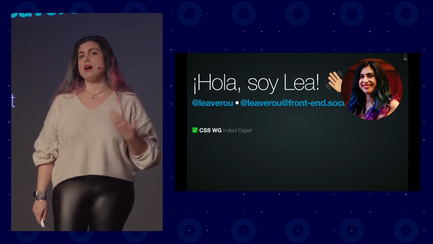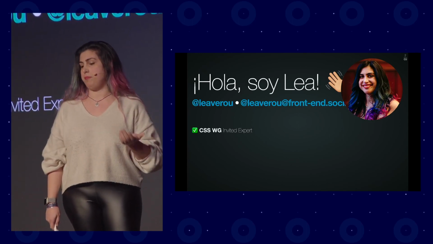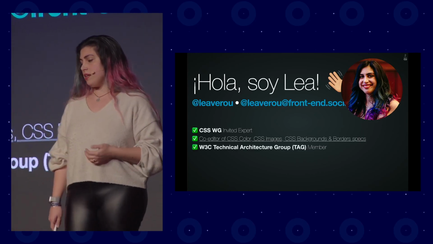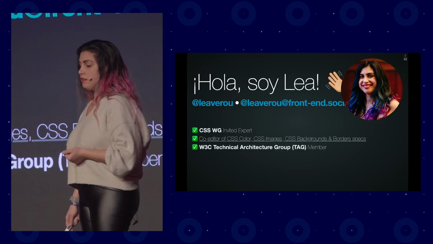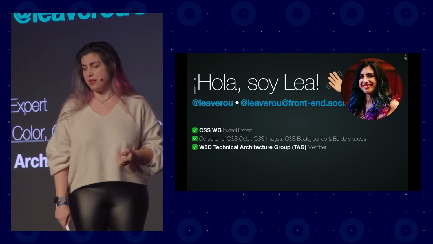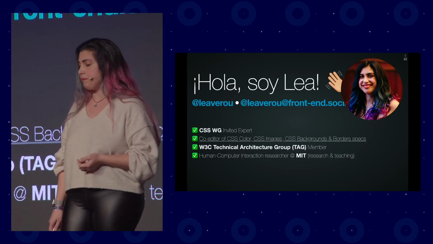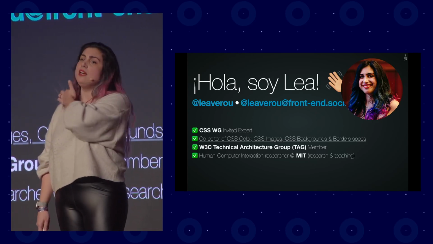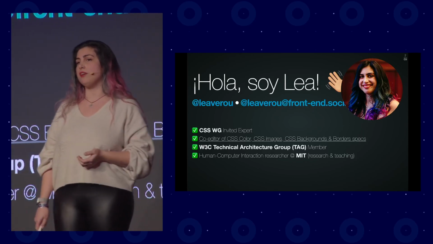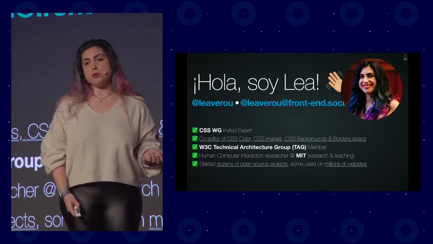I've been in the CSS working group for a decade now. I've been editing a bunch of specifications, and in the last 2 years I've been in the TAG, which is kind of like the review board for all new web platform features. My day job is doing research at MIT. I do human-computer interaction research, which is just a word that academics use for usability, just because they like having different words for everything. And I've started a lot of open source projects. You may have used some of them.